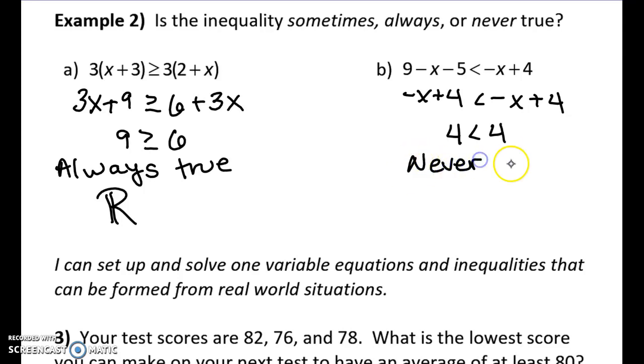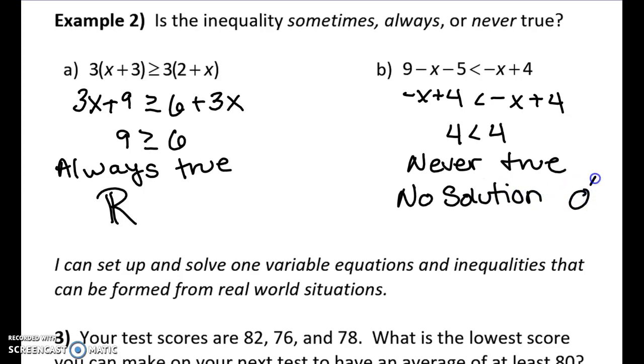Because that's never true, it doesn't matter what I plug in for x, I will never get a solution. So we'd say no solution. Or if we're going to write that symbolically, we write it like a 0 with a slash through it.